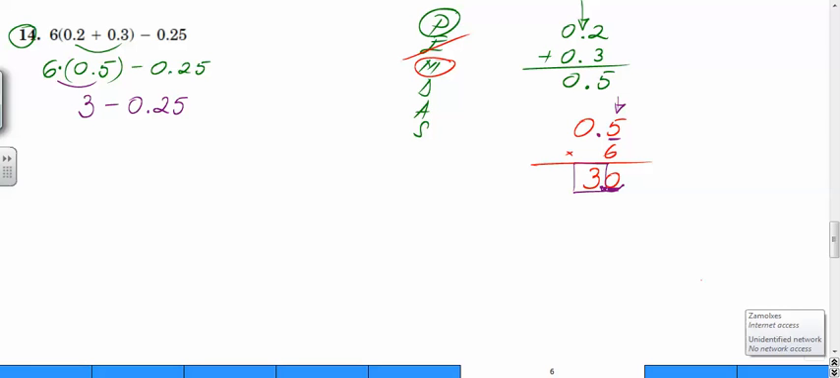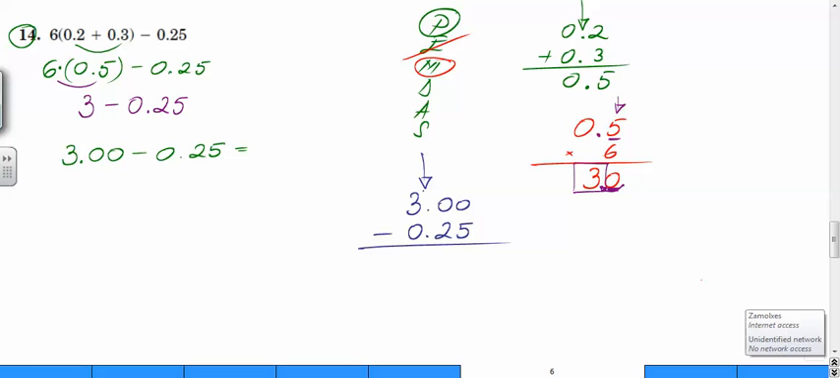Well, everybody should remember that any whole number could be written as a decimal. So that 3 can be written as 3.00, from which I have to take away 0.25, right? Now, if you cannot perform this in a linear expression here, you can take it separately and say, well, 3.00 minus 0.25, and pay attention, your decimal points should be lined up, one underneath the other, and you're going to go right to left.